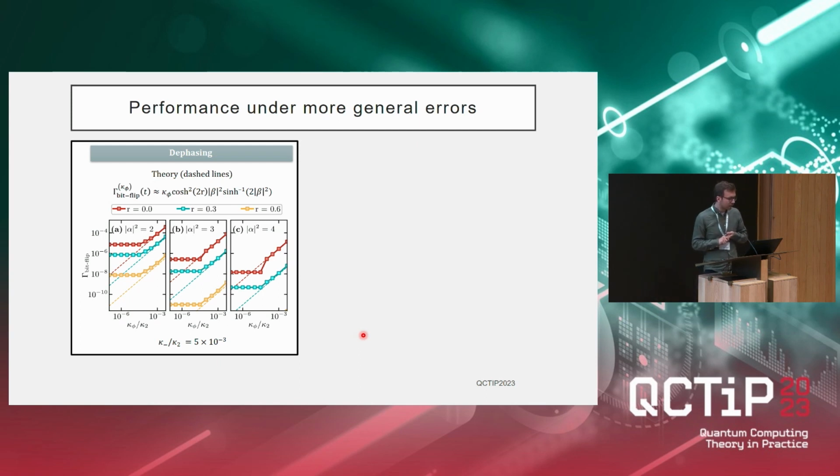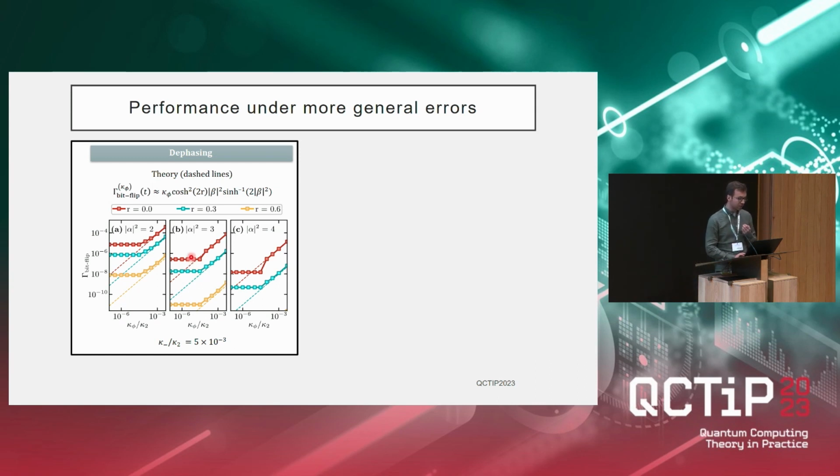And we see that if you squeeze the cat, which is the blue and the yellow colors, it will always perform much better than the unsqueezed cat, which is the red line. It performs so well that in this regime, we cannot even resolve the bit flip probability anymore. And as you see, we can look at this point where basically dephasing is not a problem. As you see, it's a straight line.